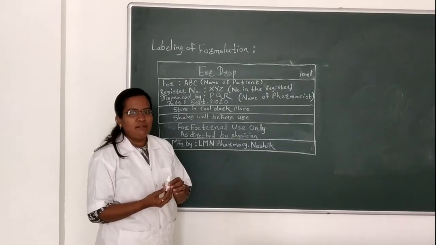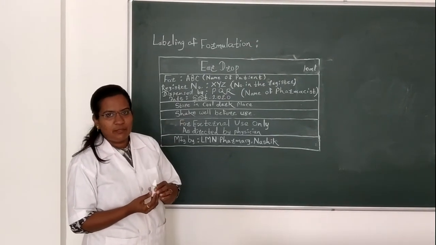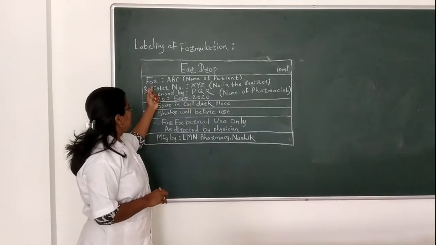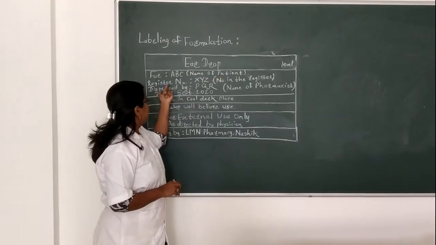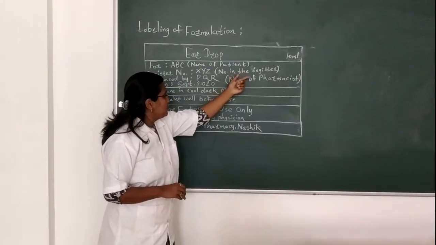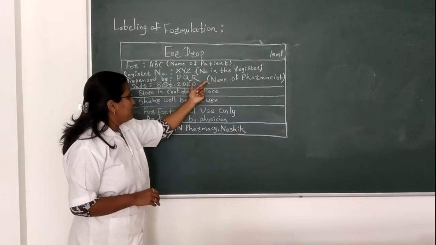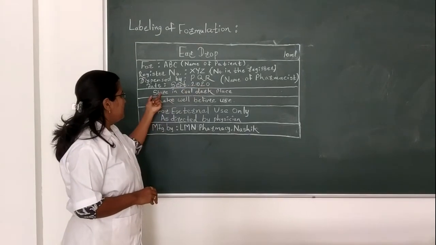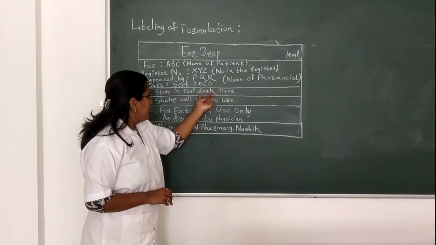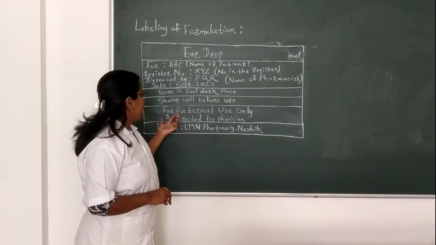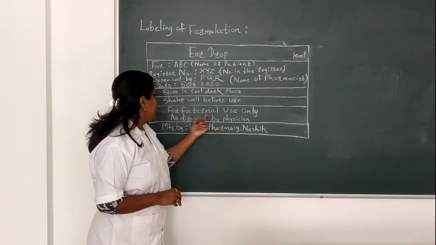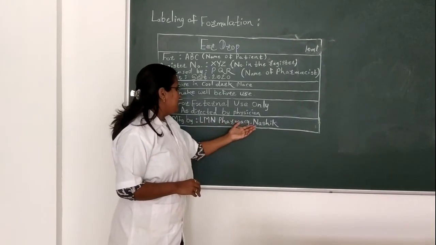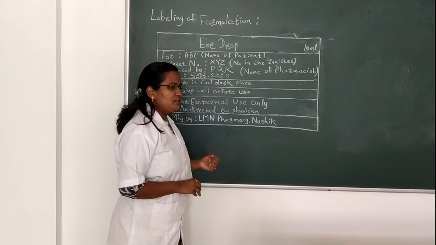After filling our formulation in this dropper bottle, let's proceed to the labeling part. Eardrop 10 ml. For ABC, here one can write the name of the patient. Register number XYZ, that is the number given in the register. Dispensed by TQR, meaning the name of the pharmacist. Manufacturing date September 2020. Storage condition: store in a cool and dark place. Shake well before use. One more direction: for external use only, as directed by physician. Manufactured by Element Farms in Nasik; here one can write the name of the pharmaceutical industry.